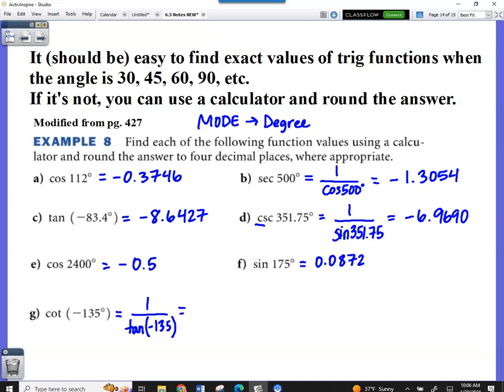You would type it in your calculator, but let's do it in our head. Negative 135. How close is that to negative 180?